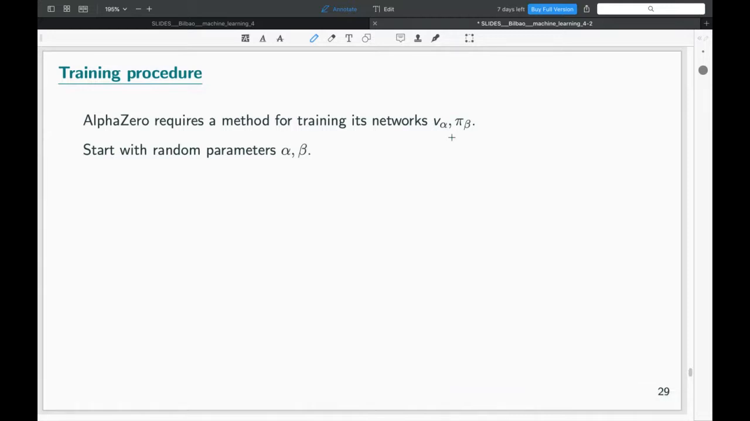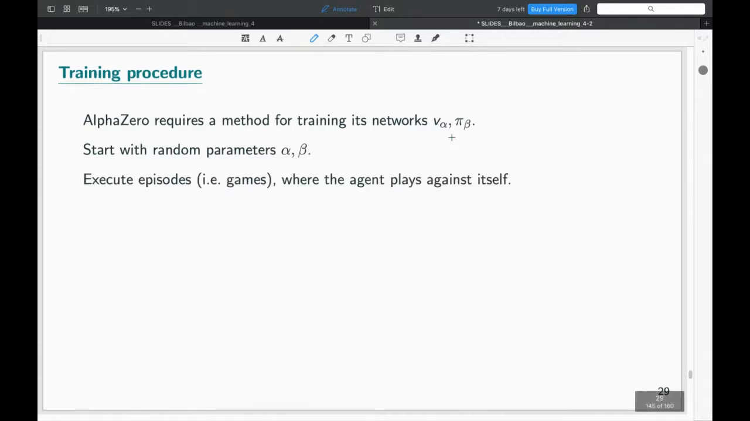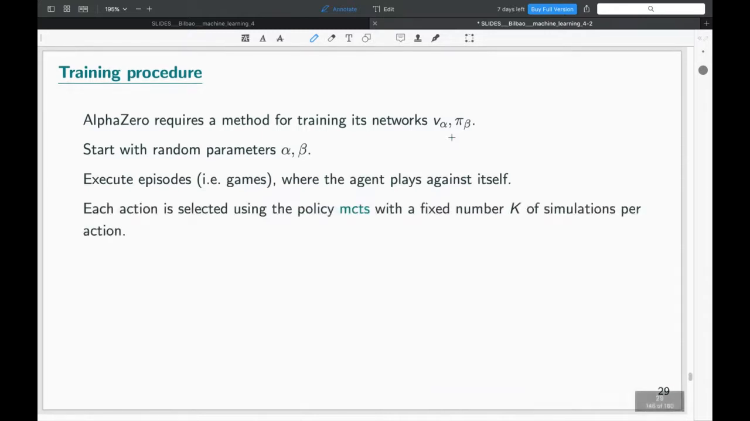So how do you train the networks? You start with random parameters, alpha and beta, and then you execute episodes where the agent plays against itself. Each action is selected using the policy MCTS. So for each action, you do all those simulations, constructing the tree, and so on. And you compute the probability distribution over the set of actions every time you have to take a state.